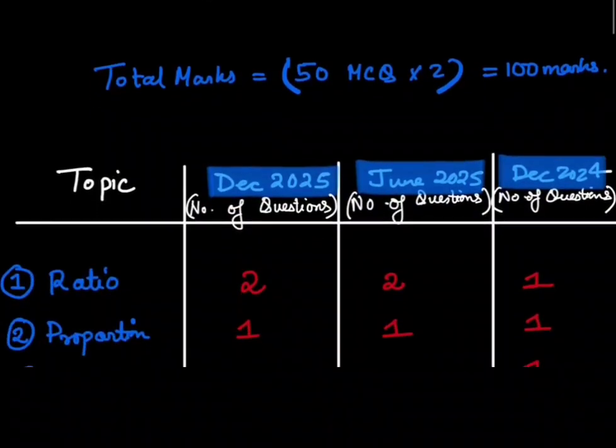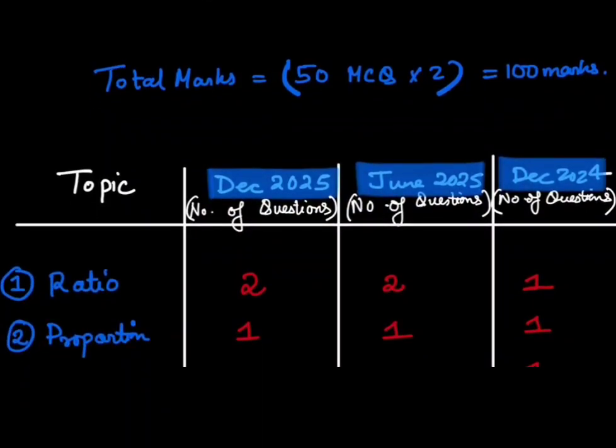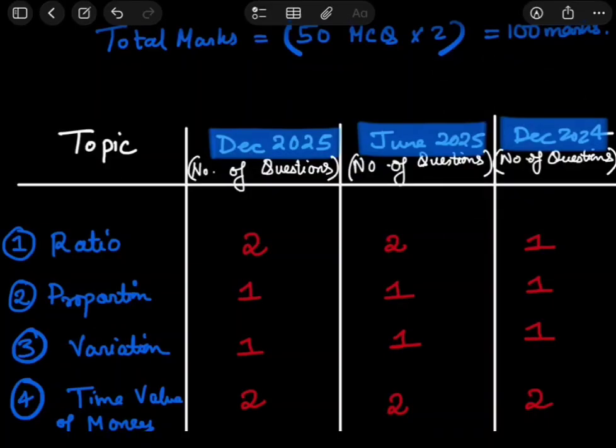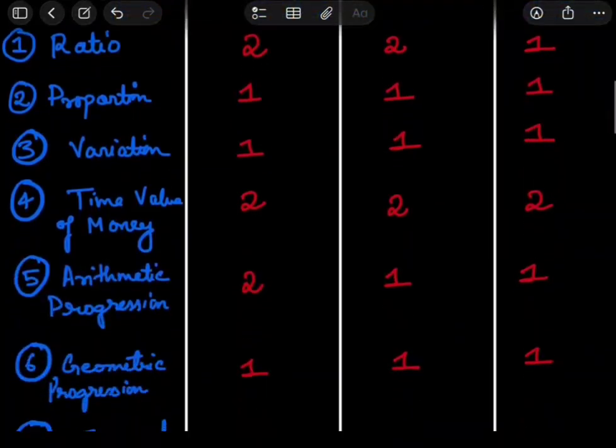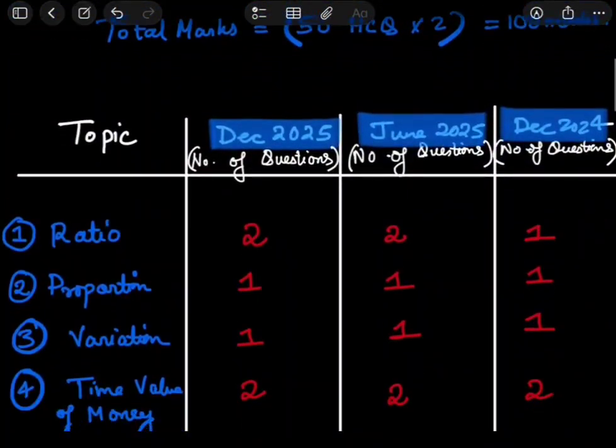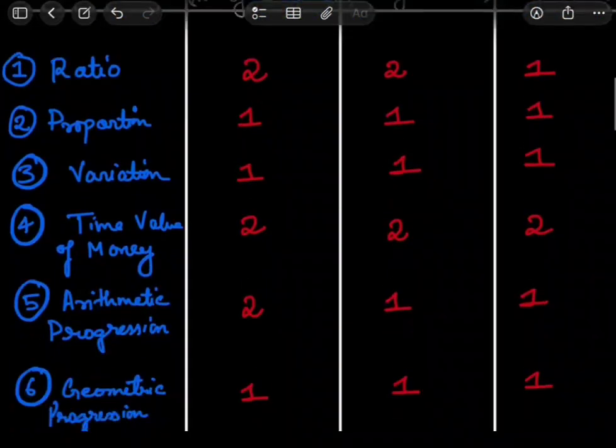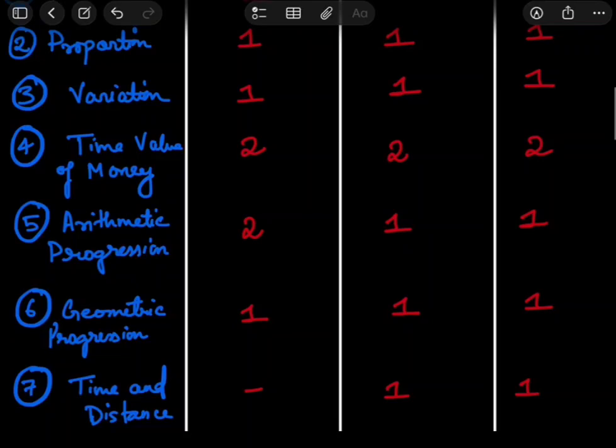Now here I am sharing the paper analysis from December 25 to December 24, past 3 terms. I've not only divided the analysis on the basis of chapters, but also within the chapters I've done an analysis of what topics are specifically asked in each term. So for ratio, they generally asked 1 to 2 questions in each term, and proportion and variation every time they ask at least 1 question. In time value of money, which has simple interest and annuity, they ask 2 questions in each term.